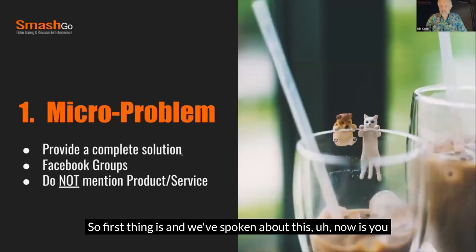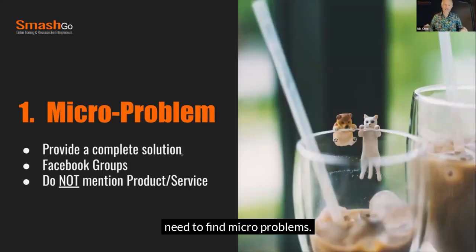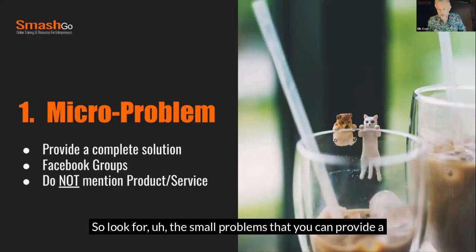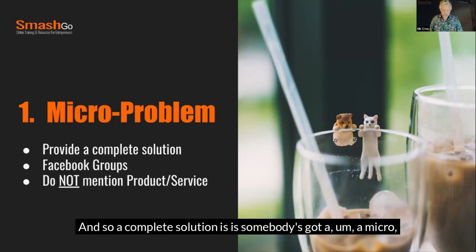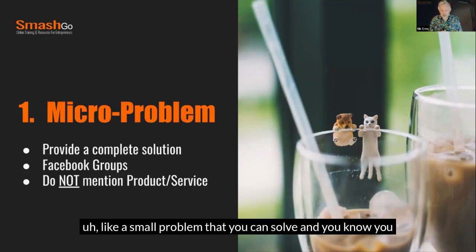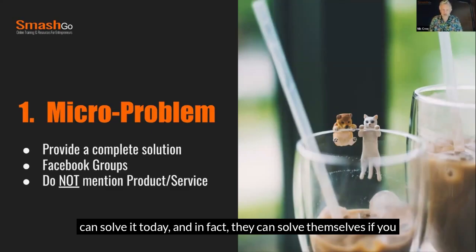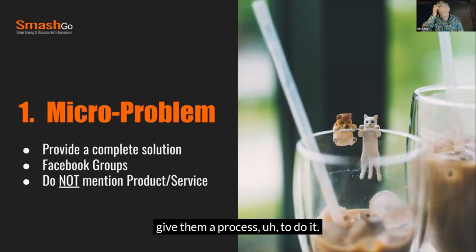All right, so first thing is, and we've spoken about this now, is you need to find micro problems. So look for the small problems that you can provide a complete solution to. That's the ideal. A complete solution is: somebody's got a small problem that you solve, and you can solve it today. In fact, they can solve it themselves if you give them a process to do it.